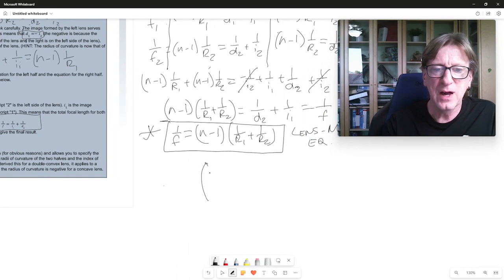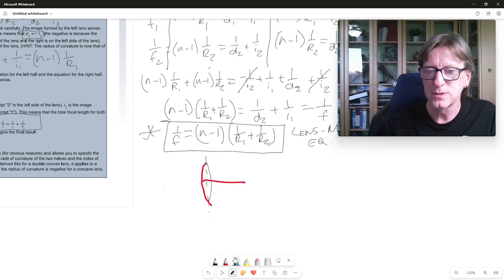So if I've got a lens, then this side, let's do that in red, has a radius of curvature, and this side has a radius of curvature, and they don't have to be the same. And it doesn't really matter which one you call R1 and which one you call R2, does it? Because they're simply going to be added by the time we get done. So either one doesn't matter.